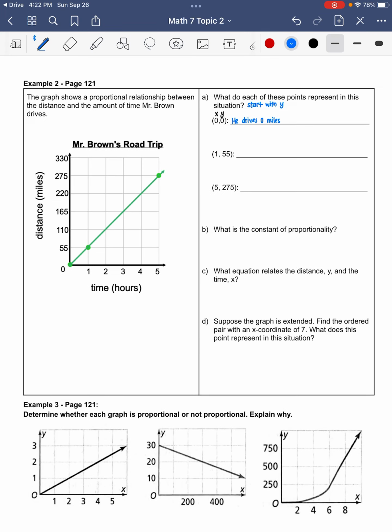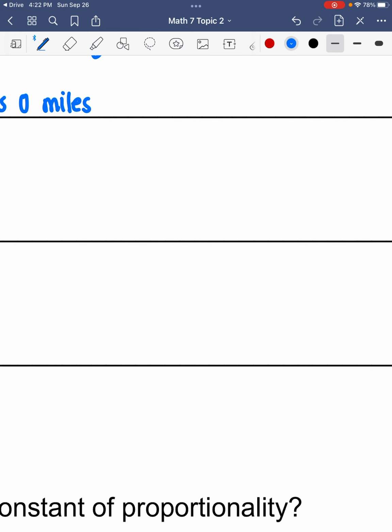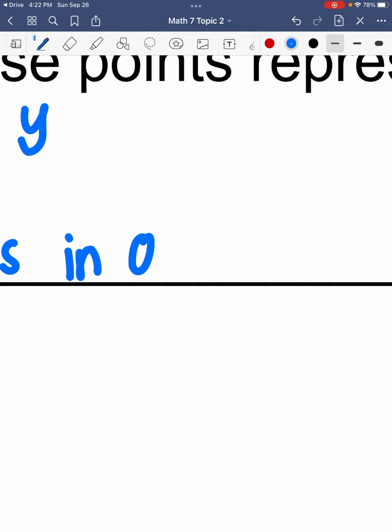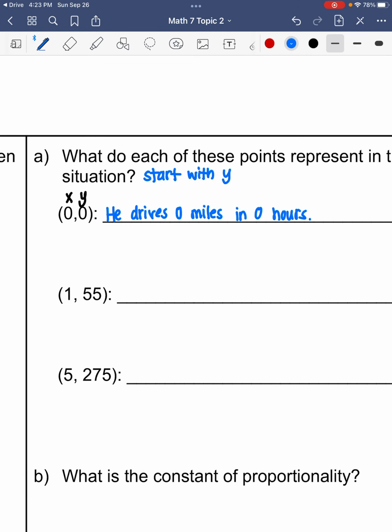And the x value tells us how much time. So he drives 0 miles in 0 hours. In other words, if he doesn't even drive, if he spends no time driving, he covers 0 miles in distance.